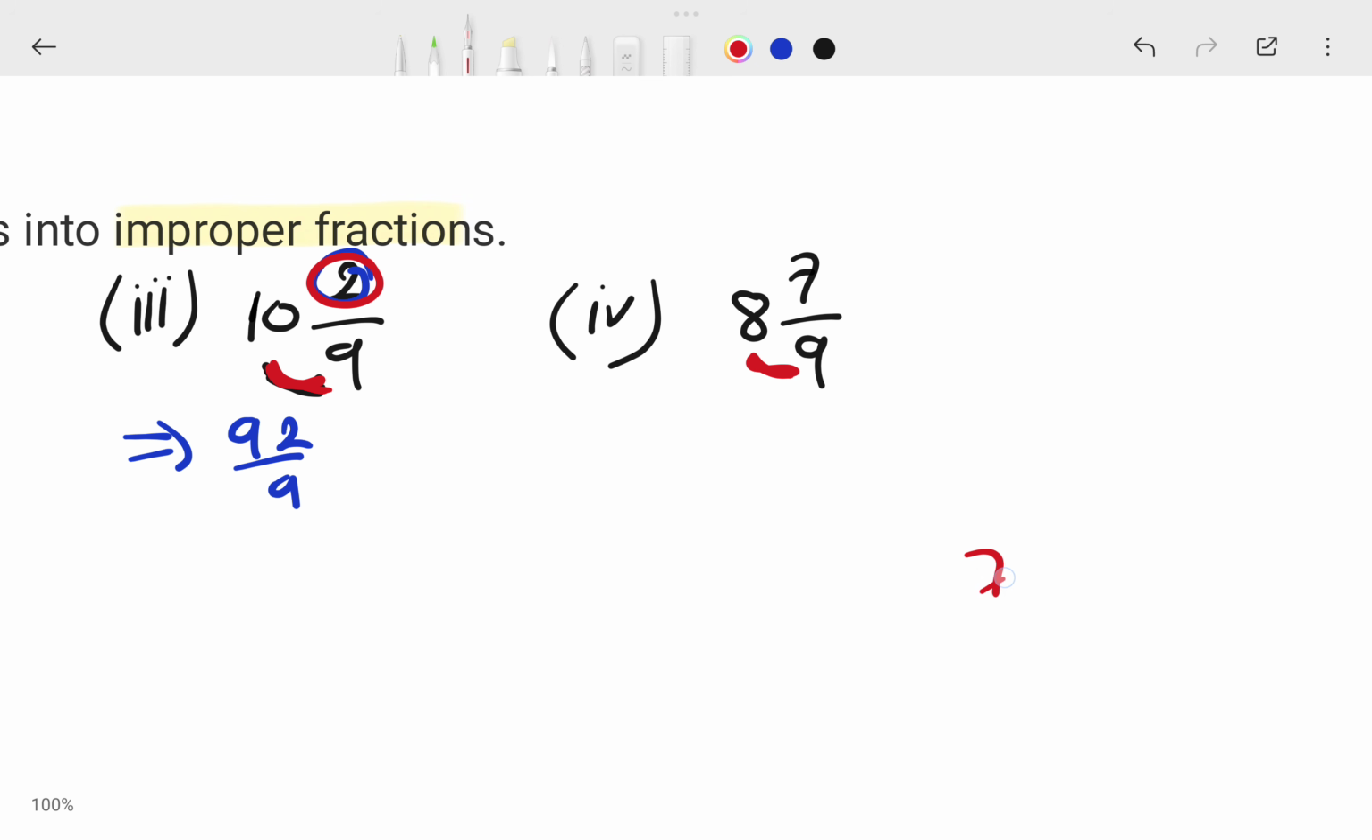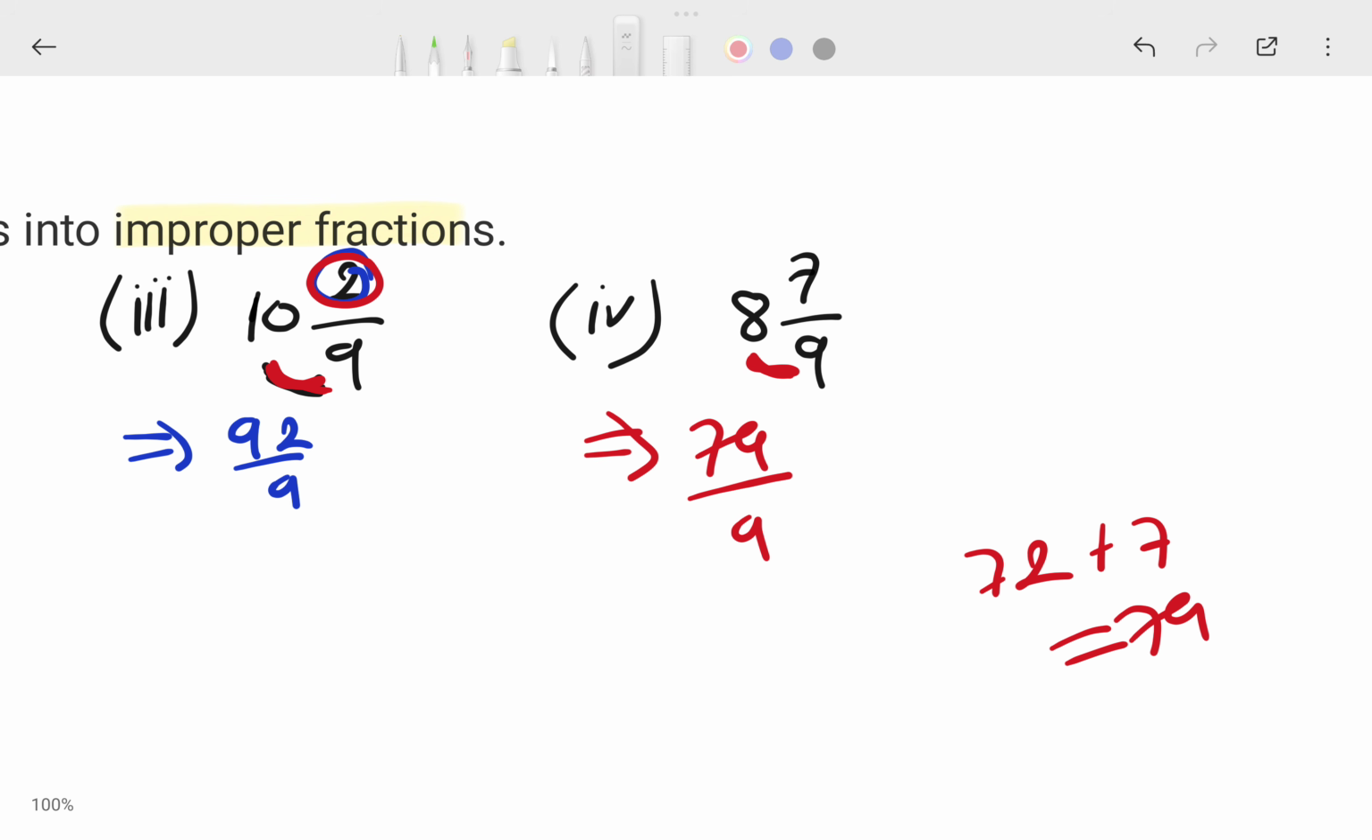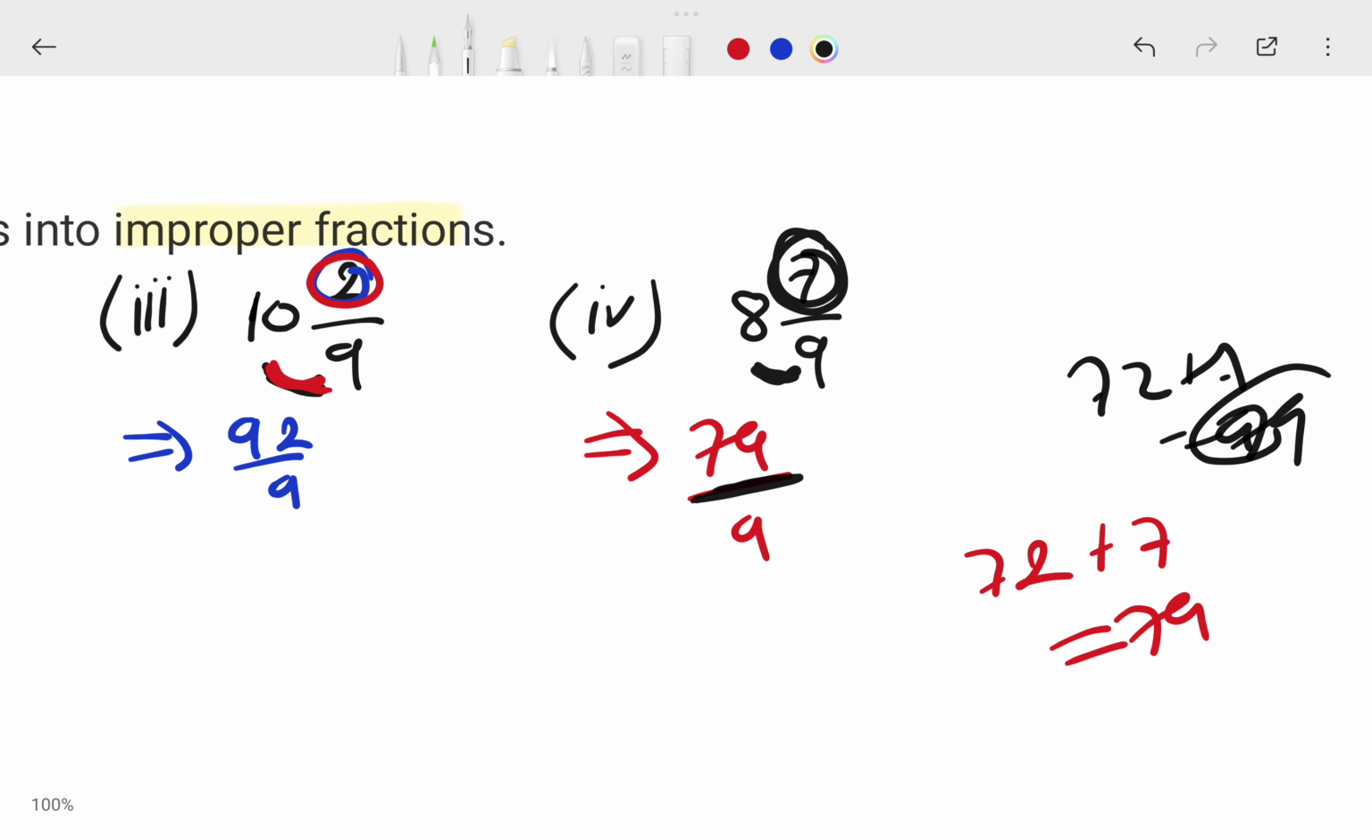Now this is given. 9 into 8, 72. Plus 7, that's going to be 79. So what will we write? Write 79 by 9. How can you write this one? Simple. Nothing you have to do. Just multiply 9 into 8, it is 72. 72 plus 7, if you add, it is going to be 79. I wrote 79 above, and what will be down? 9. Simple. Over. So these are our answers.